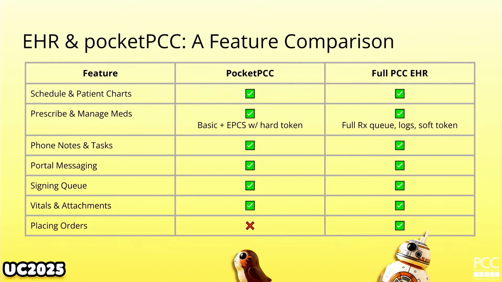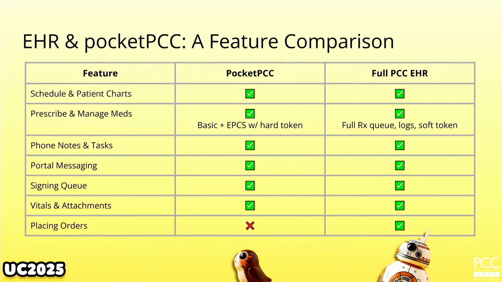So when I kind of compare and contrast, like, hey, what can you do in Pocket that you can't do, or what can you do in PCC EHR that you can't do in Pocket? In terms of the basic functions of clinical elements, you can do most things. We added more and more features. Things like scheduling appointments, you can't do yet, but you can see your patient schedule. You can go into patient charts in both.